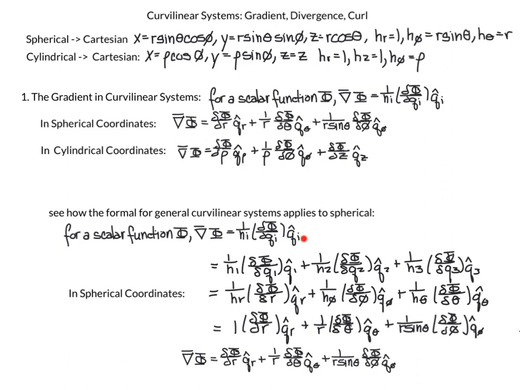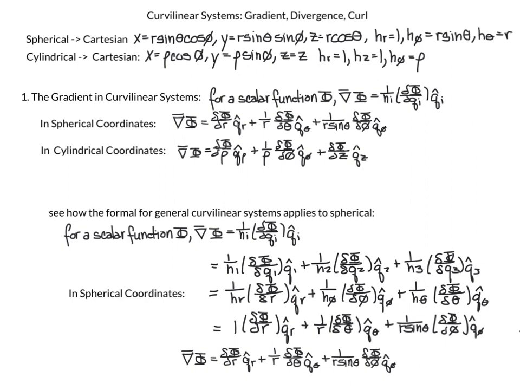I expanded it out by doing the implied summation, because of these i's. So I have 1 over h1 d phi dq1 in the q1 direction, 1 over h2 d phi dq2 in the q2 direction, plus 1 over h3 d phi dq3 in the third coordinate direction. Looking at this, I'm going to start plugging in things for the spherical coordinates. My first coordinate is with respect to r. So 1 over hr d phi dr in the r direction.